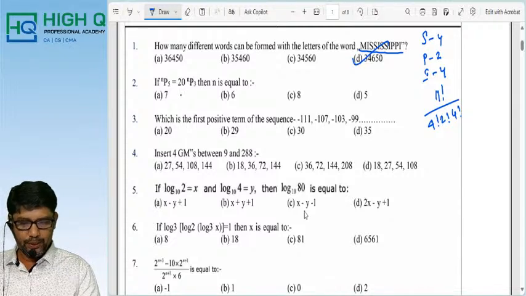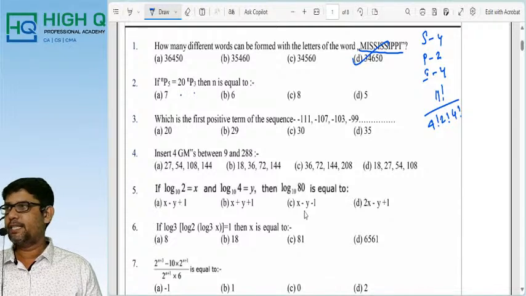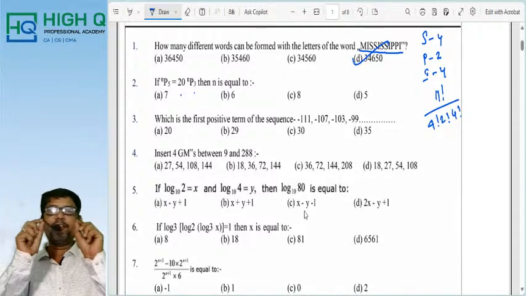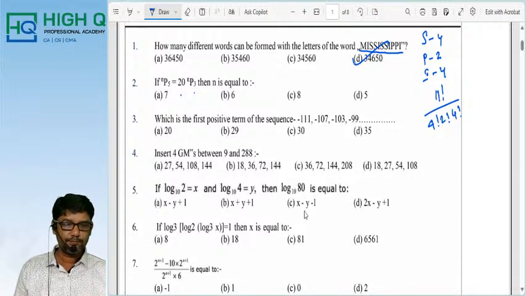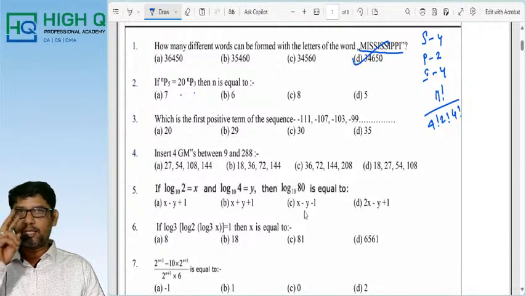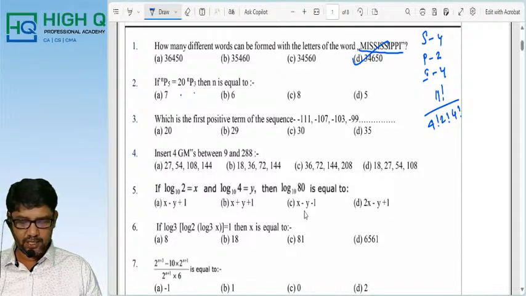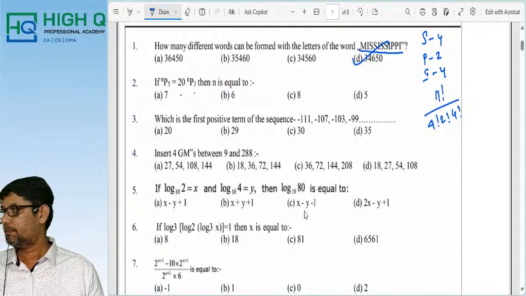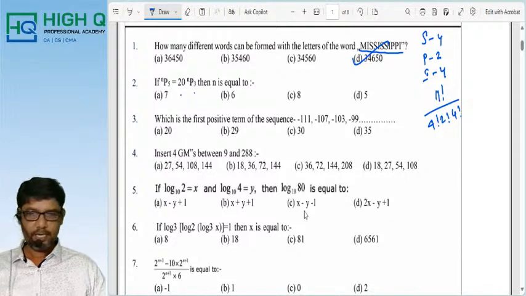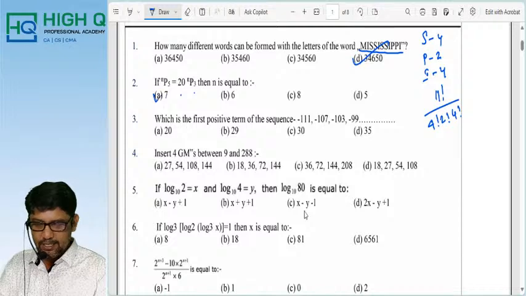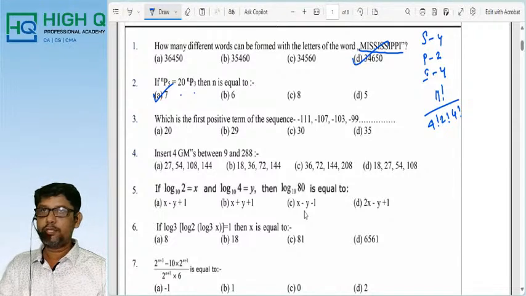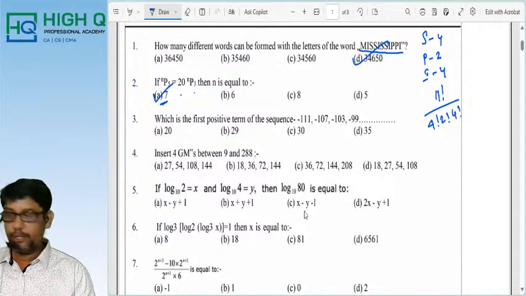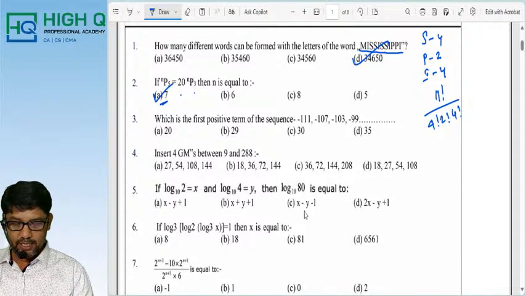nP5 is equal to 20 times nP3. Then n is equal to? Can you please start? I'm giving you 30 seconds to get the answer. Get the answer fast. I think by looking at this, I got the answer. Option A is the correct answer. Sir, you said by looking at the question you got the answer, how? I'll tell you. I'm going to use the trial and error method. What is the trial and error method?